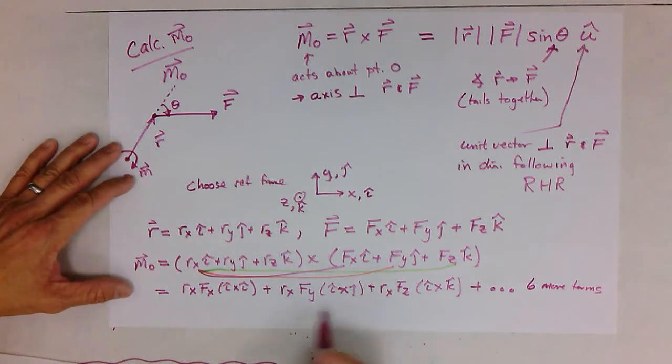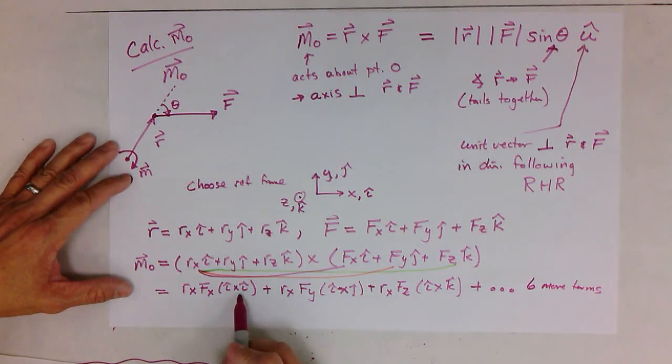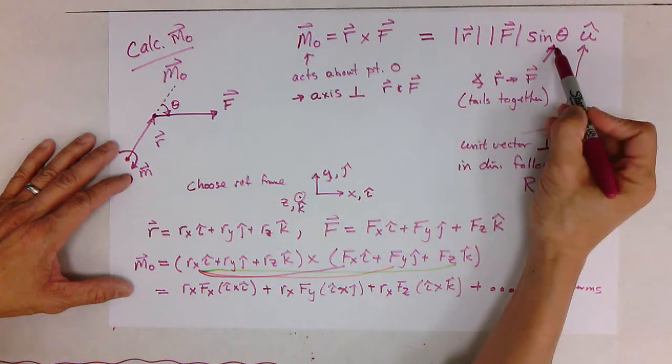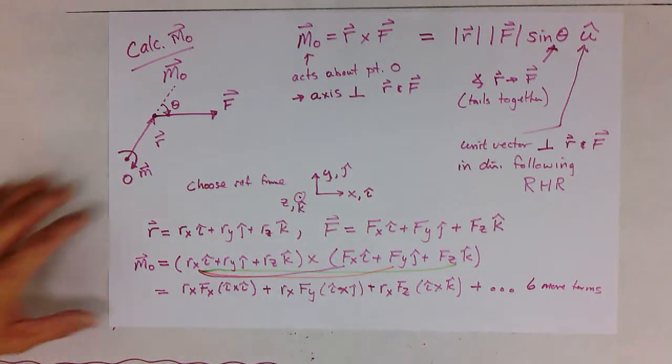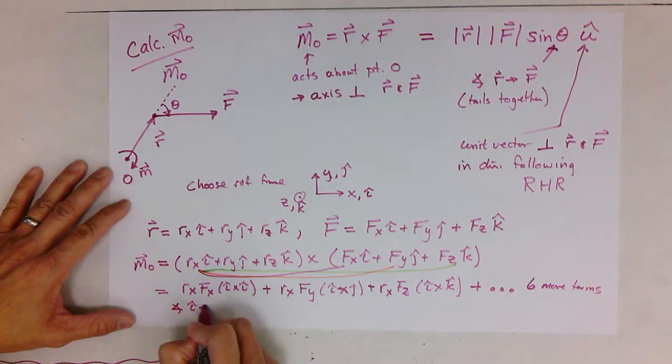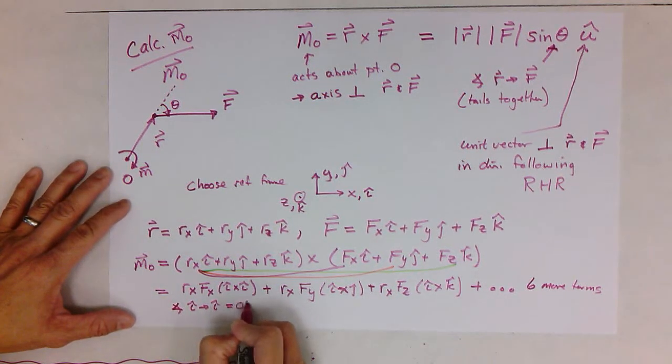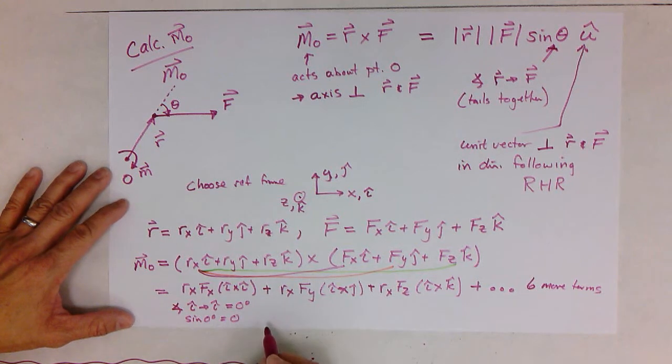All right, so let's evaluate some of these. So I'm going to take the cross product. I'm going to look at the definition here. So the angle, i to i, 0, right? Sine of 0 equals 0. Here we have the angle between i to j.